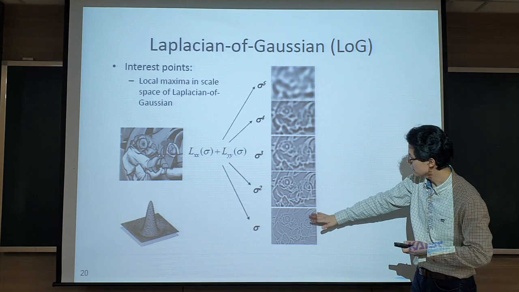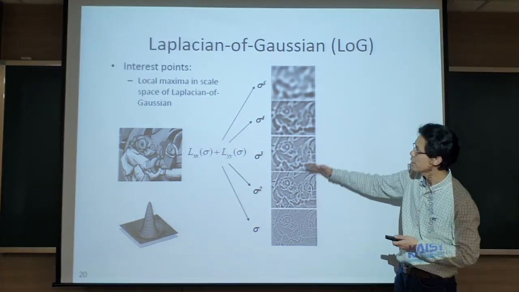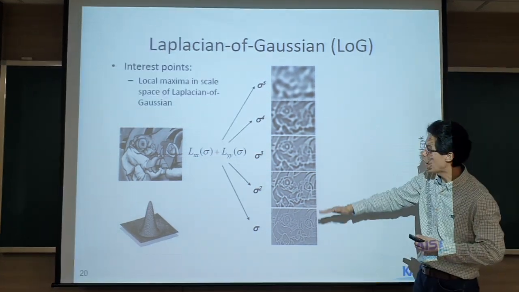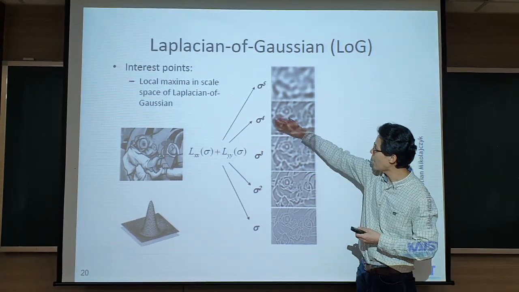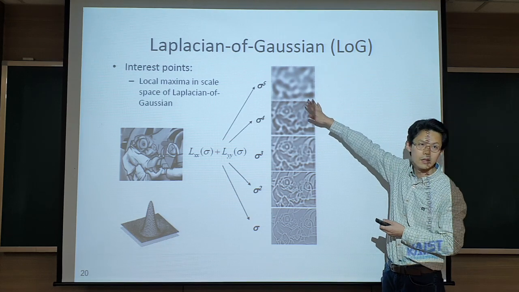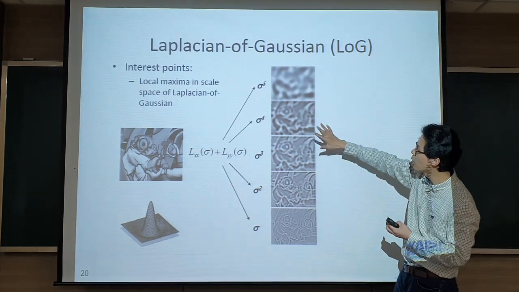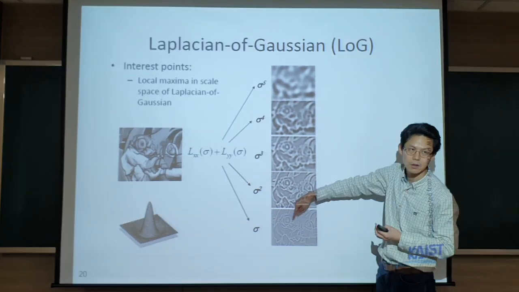You can see that this is very high resolution, and we gradually compute lower resolution. While we are computing this, you can see that as we use a higher standard deviation, it looks more blurry. In other words, we are computing a lower-resolution version of the original image.